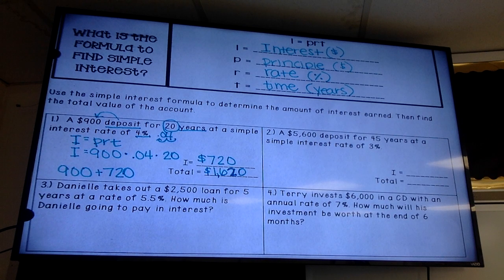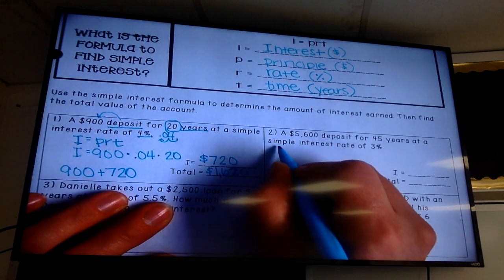Pretty cool, huh? All right, a $5,600 deposit for 45 years at a simple interest rate of 3%. So let's say something happened and your mom and dad gave you $5,600 and you decided to put that, you know what, I don't need that money for anything. I'm just going to let it sit in a savings account for 45 years. It's a really long time. Okay, let's see how much interest it would earn.